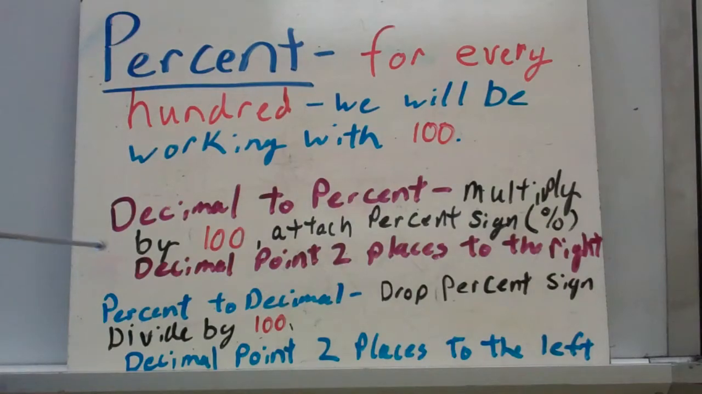You may have also heard that you will be moving the decimal point 2 places to the right, which is essentially what we're going to be doing. For converting a percent to a decimal, you're going to drop the percent sign, then divide by 100. And in that case, the decimal point is going to be moving 2 places to the left. All right, let's look at some examples.